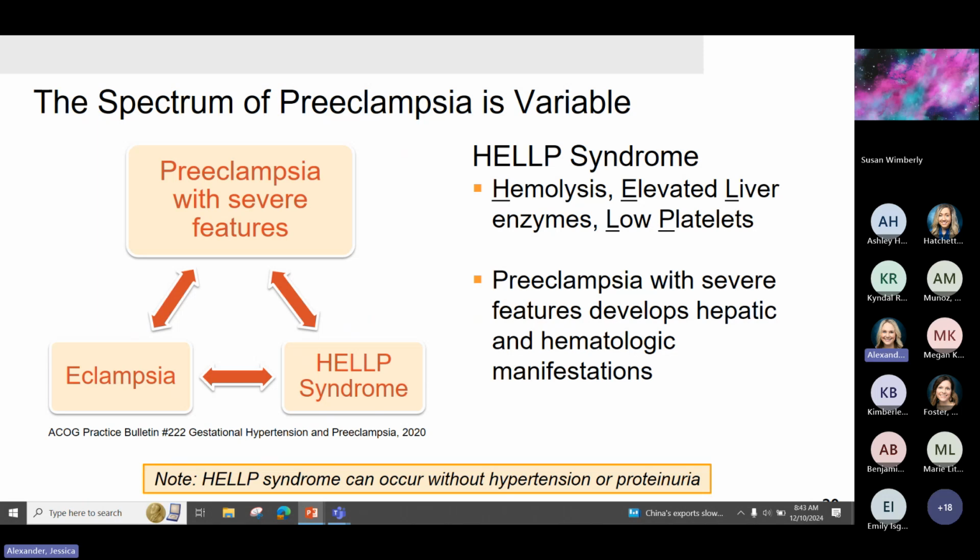The spectrum of preeclampsia is variable. Preeclampsia with severe features, which can be associated or overlapping with HELLP. HELLP syndrome, though, can occur as an isolated event, and then obviously the concern is secondarily is risk of seizures, eclampsia.